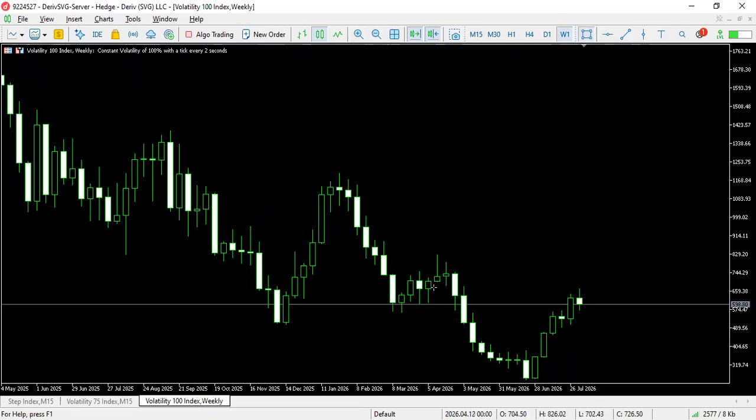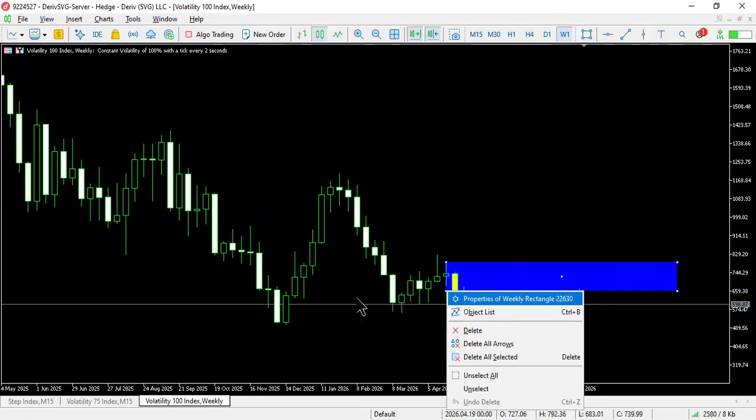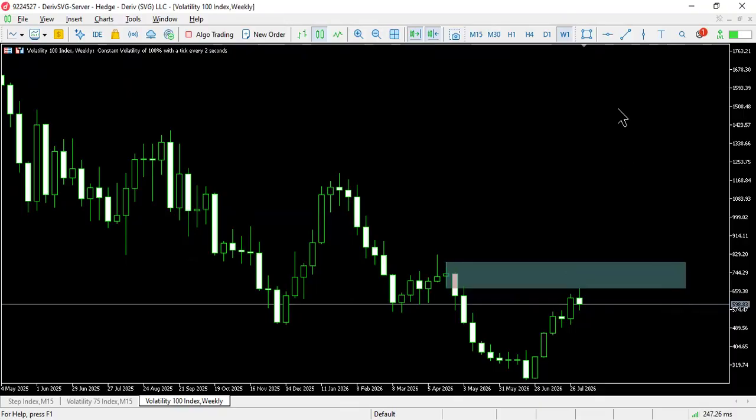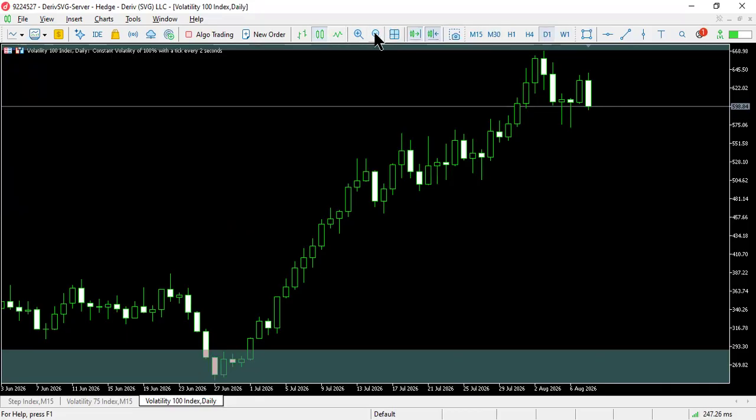Marking our key zones. We have a supply, we have a supply right there. And then down here, we have a support or a demand level. Therefore, our bias, I said we are going to be looking for selling opportunities until that level because price is in a downtrend. Heading over to the daily time frame.